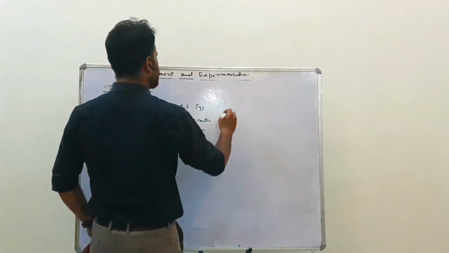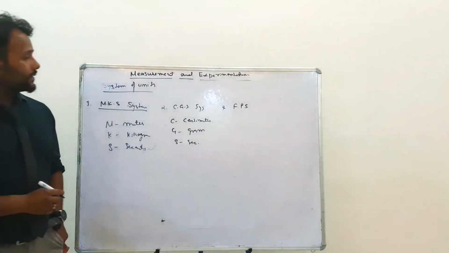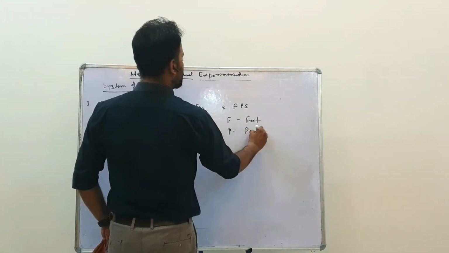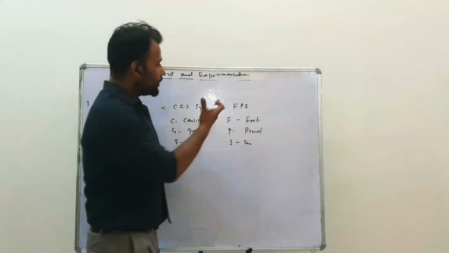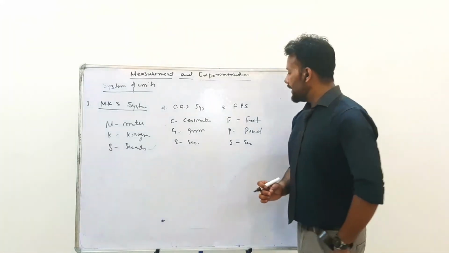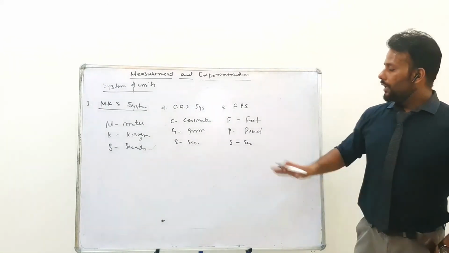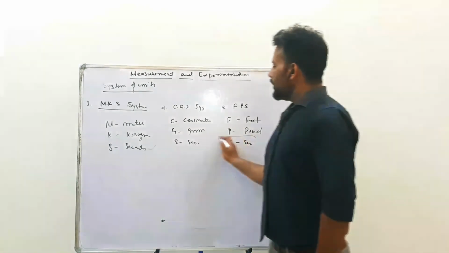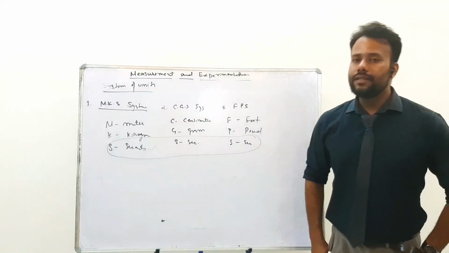And the last is FPS. Now what is FPS? Here F stands for foot, P stands for pound, and S stands for second. So if you are using the FPS system, we have to measure the length in feet, your mass in pound, and time in second. So one thing you must have noticed here, in all the systems, the time is always measured in seconds.